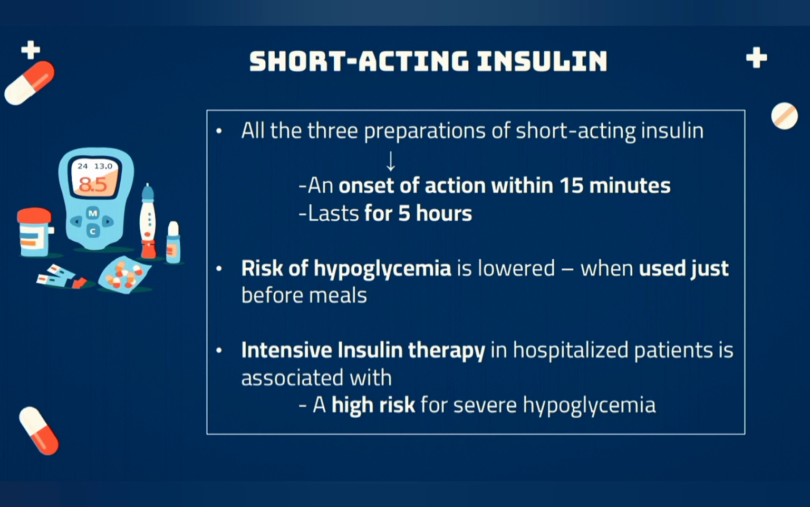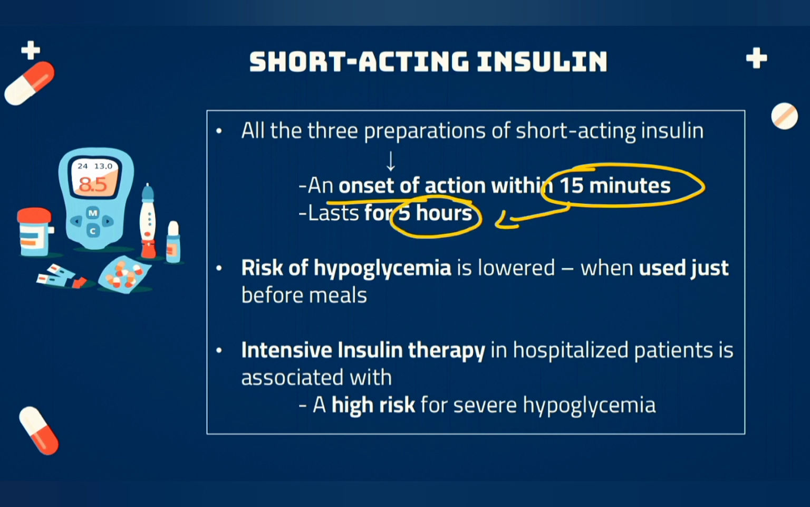All the three preparations, lispro, aspart, and glulisine, have onset of action within 15 minutes, and the action of this insulin lasts for 5 hours duration, and the risk of hypoglycemia is less when such insulin are used just before the meals as a bolus insulin form. But when this short acting insulin is used in hospitalized patients as intensive insulin therapy, the risk of hypoglycemia increases in such condition.